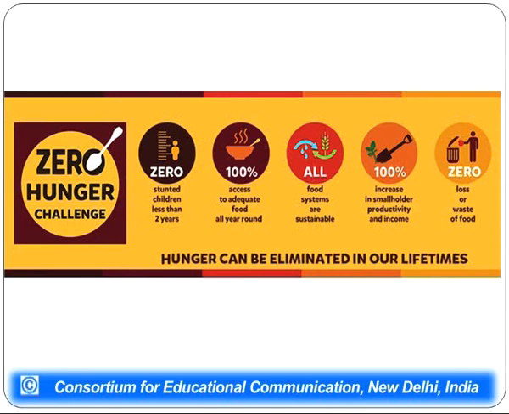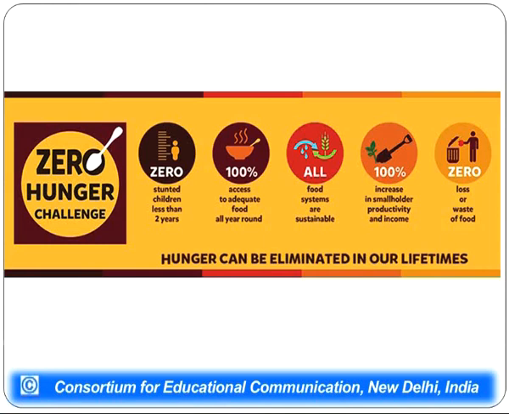And so, what is the zero hunger challenge? I think it is 100% access to adequate food all year round, all the time, all the places. This should be our objective of zero hunger. Then all food systems are sustainable. How we can make all different types of food systems sustainable so that we can continue producing food to satisfy the needs of the rapidly growing human population.